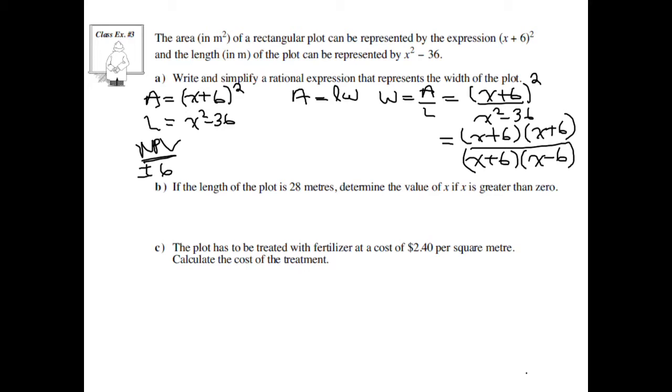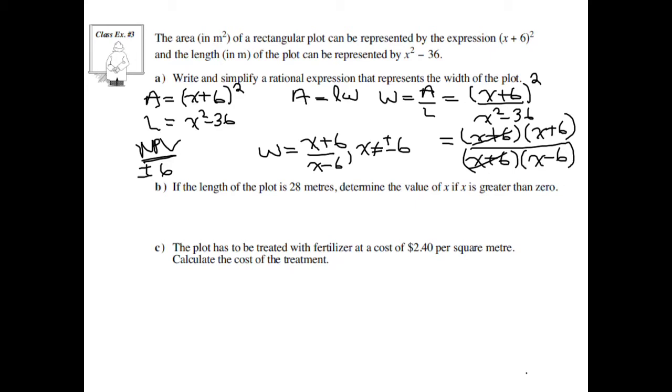And when I simplify it, my x plus 6 factor cancels out, and I get my width equals (x + 6) over (x - 6), where x cannot equal plus or minus 6.